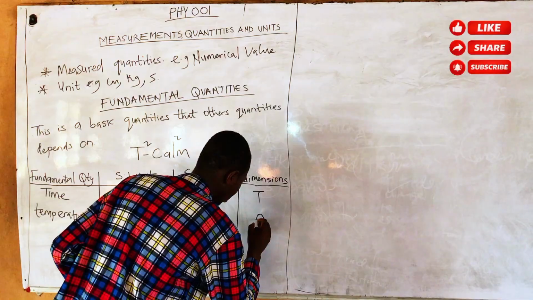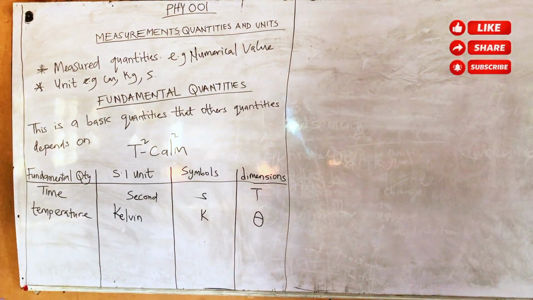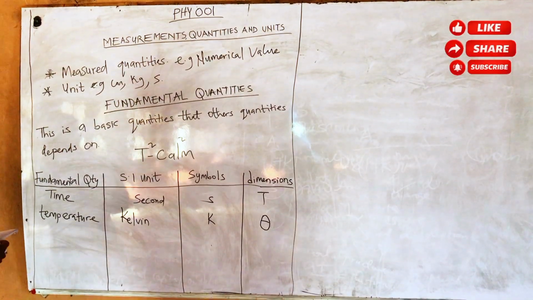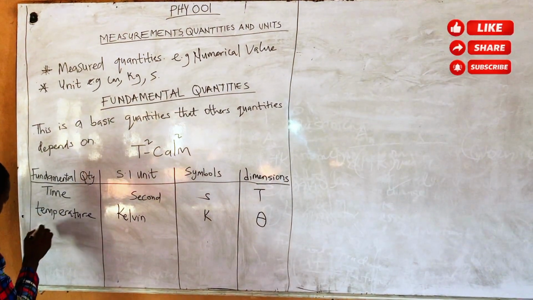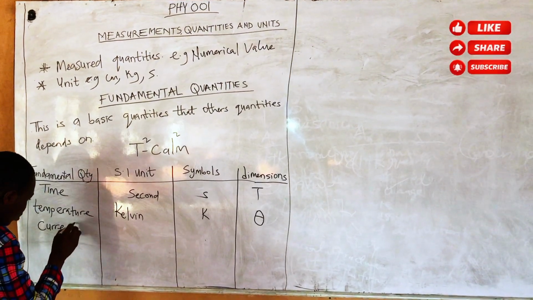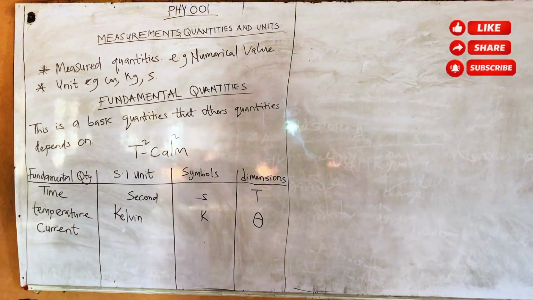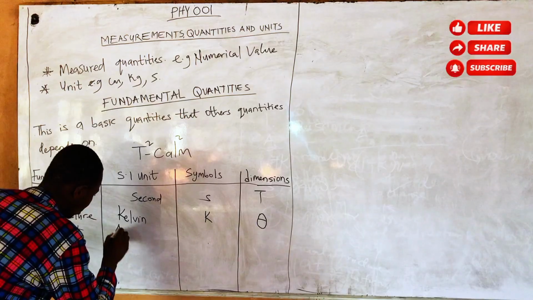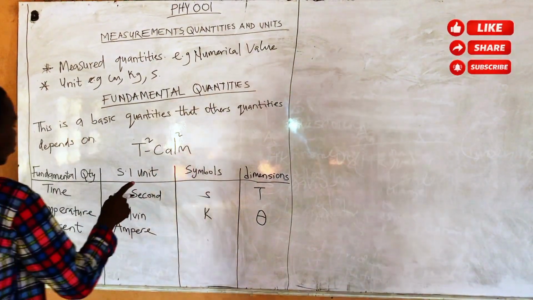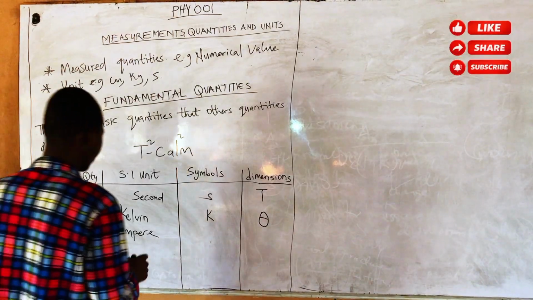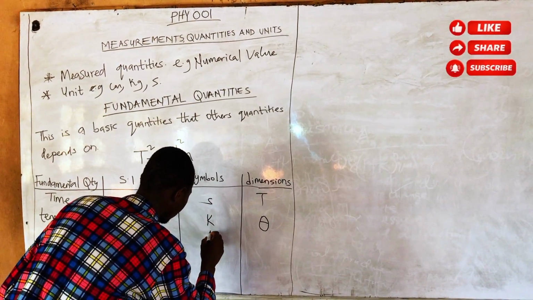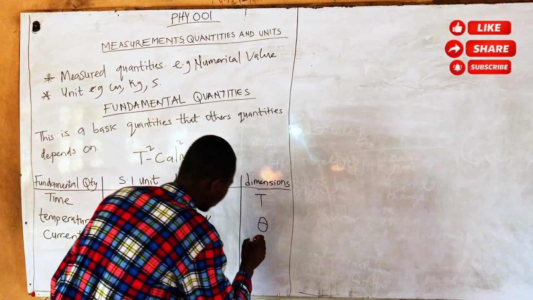Okay, let's move to the second one. We have C. This is current. The SI unit for current is ampere, while the dimension is I.